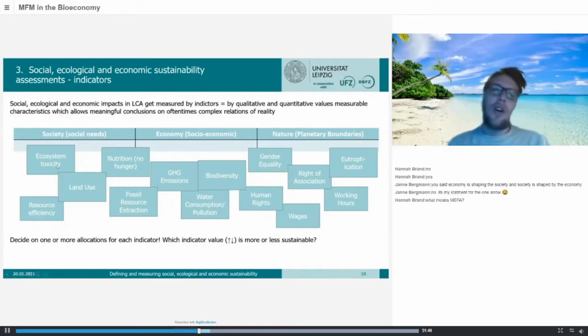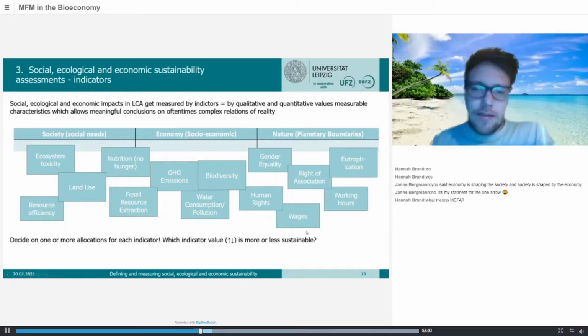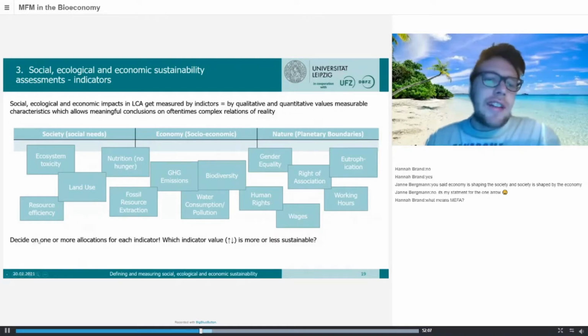So how much poison are we giving to water, to land, to the air when we are producing things? Or, of course, global CO2 emissions, biodiversity, human rights, wages, working hours, etc. And with another little exercise, let's try to find allocations for each of those indicators.